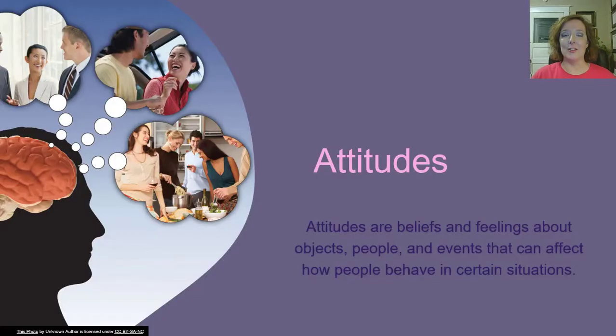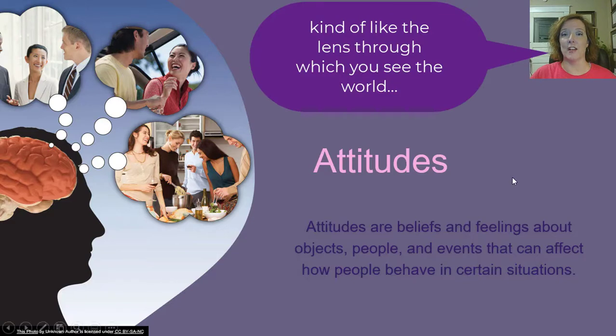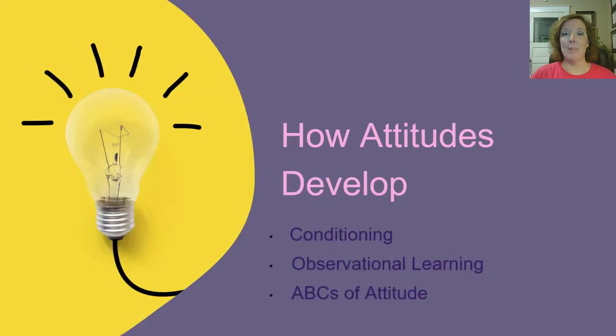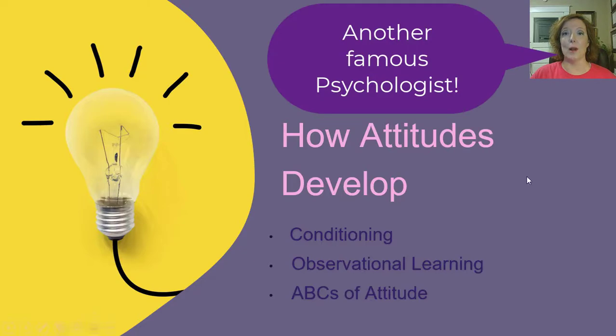Before we talk about attitudes, we need to be able to define it. Attitudes are beliefs and feelings about objects, people, and events that can affect how people behave in certain situations. So it's basically what you are bringing to the table when you are looking at anything, person, or event. But how do attitudes even develop? There are three main ways that we're going to be talking about in this video: conditioning, observational learning, and the ABCs of attitude. This is according to Albert Ellis.